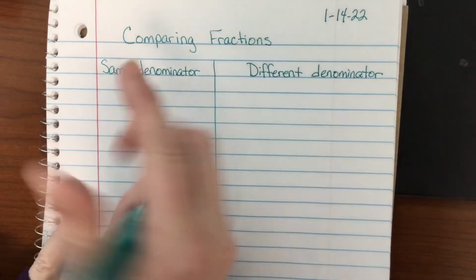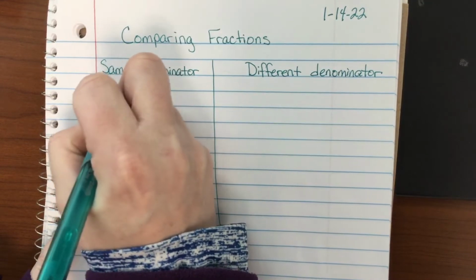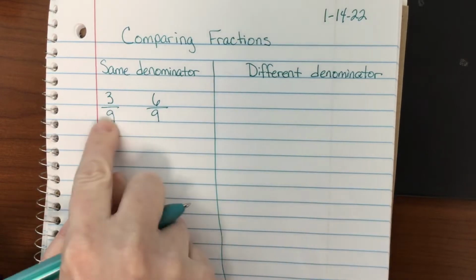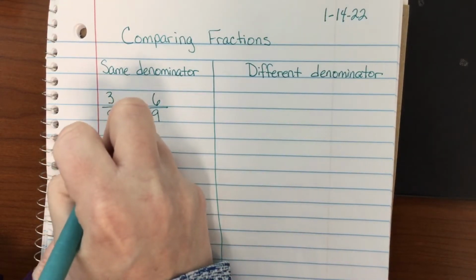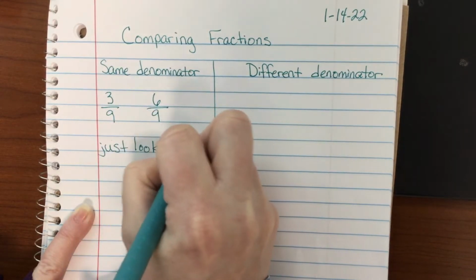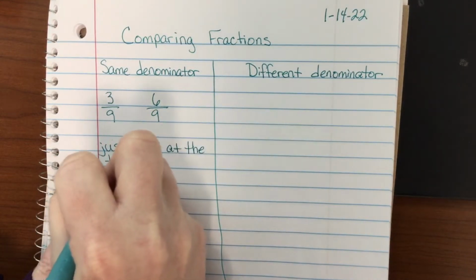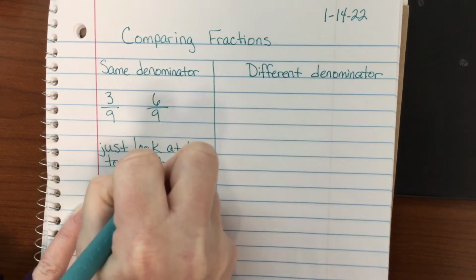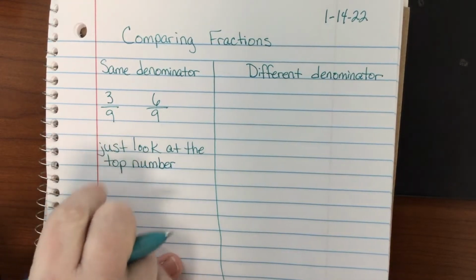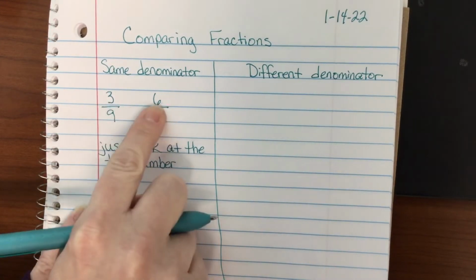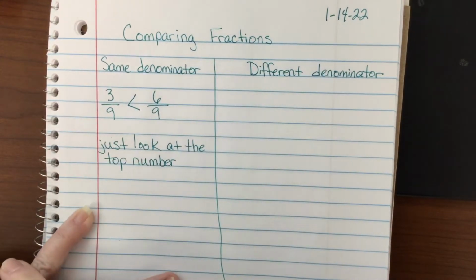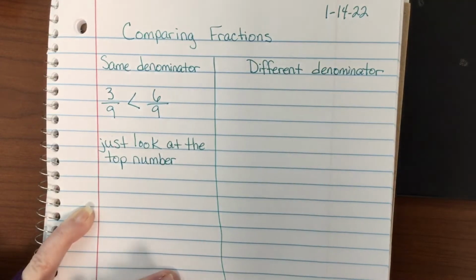Okay, so same denominator. That means our bottom numbers are the same. So this one is easy. If your bottom numbers are the same, just look at the top number. So 3 compared to 6, 6 is bigger. So this one is 3/9 is less than 6/9.